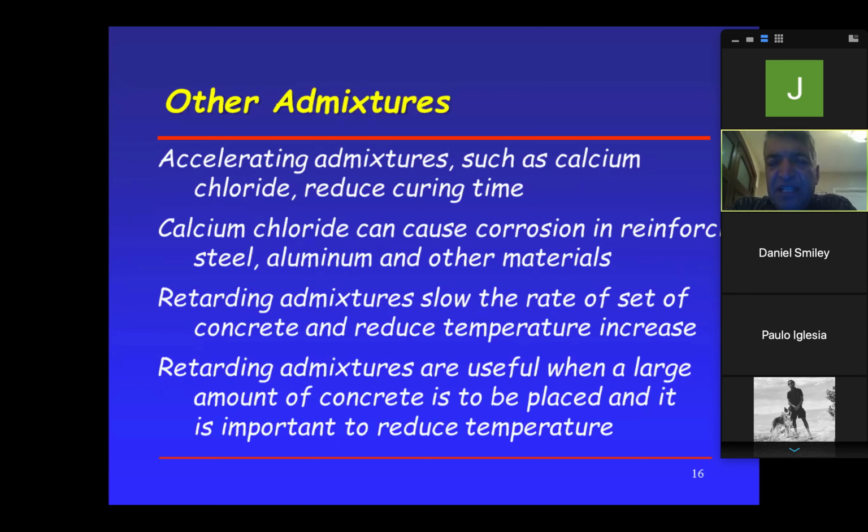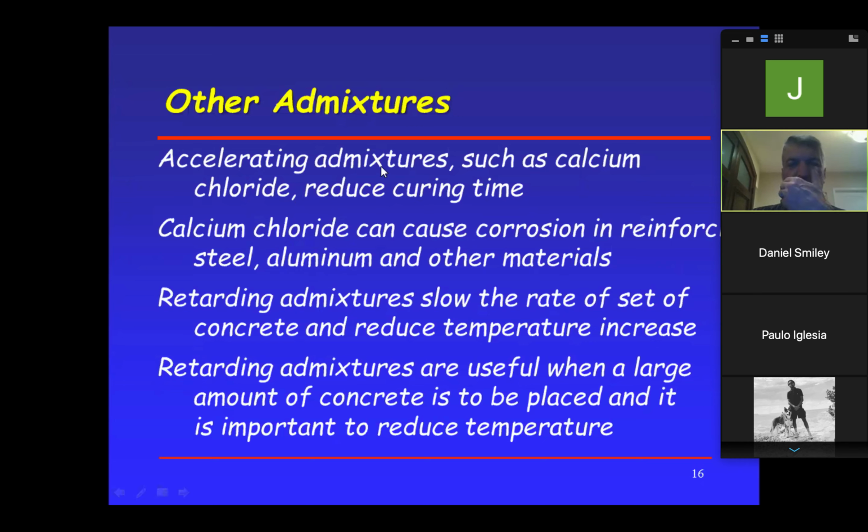Okay, other admixtures. Accelerating admixtures, such as calcium chloride, reduce curing time. Let's say you want to cure the concrete early so you can open the street. You add calcium chloride. That is called an accelerating admixture, which means it accelerates the curing. Again, who's going to decide that? The mix engineer, the design engineer. You tell him or her, I want to open my street in 3 days. They're going to design a mix and add calcium chloride to it.